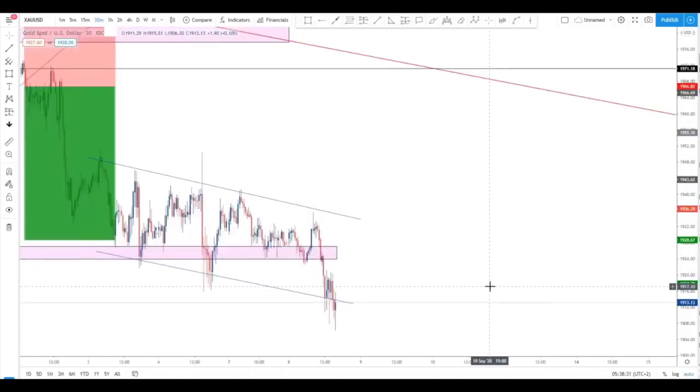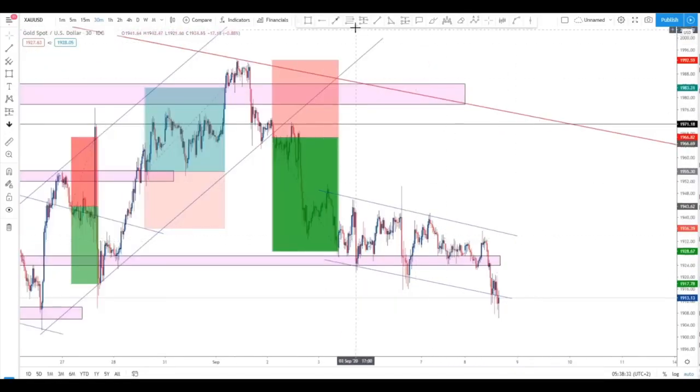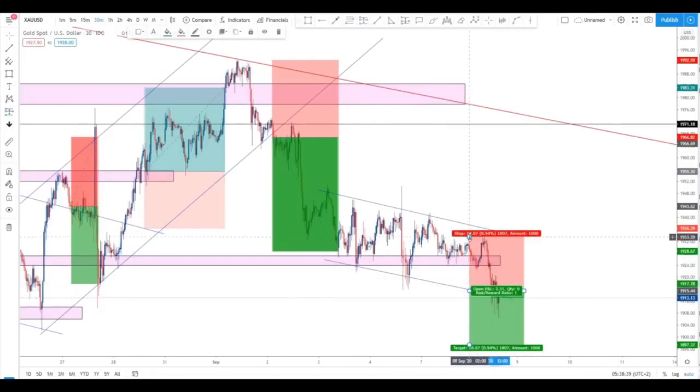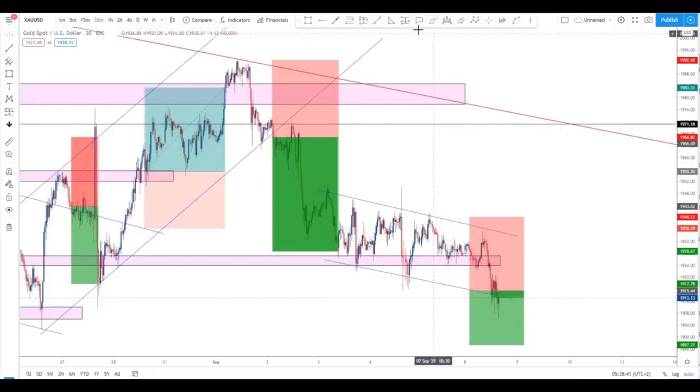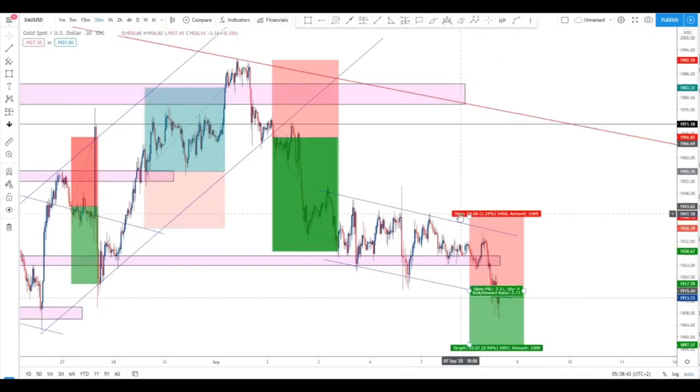It's breaking below, guys. It's breaking below. I'm gonna take my sell trade. Should it cross above, for me it's gonna confirm a push towards the upside.